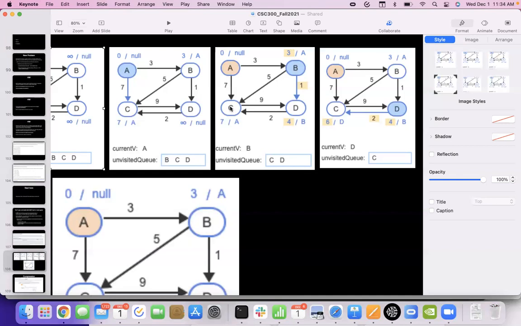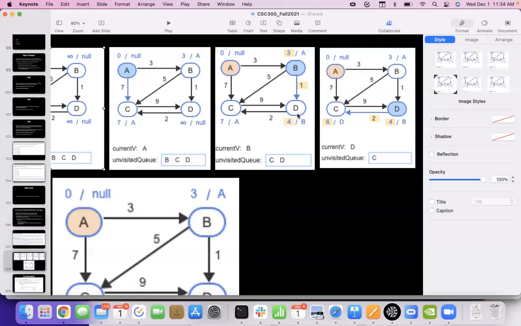So from C's perspective, only one road leads out of here, even though there's a whole bunch of arrows involved. All right, so we don't update our graph at all relative to our current value of C. So we move on to our next value of D.